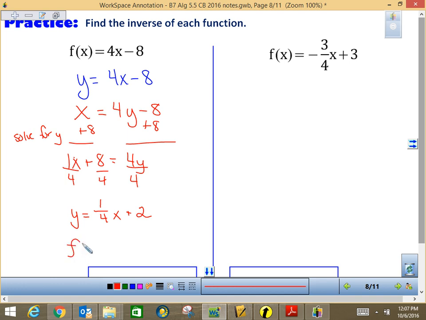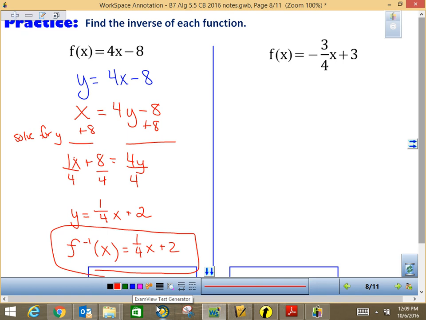I'm leaving my answer as I look at this. My answer is going to be the inverse of my function f of x. So I write f inverse of x equals, and then I just write this equation, and I'm done. That's my answer. You're just writing the inverse function. And if I would graph both of these, this one has a slope of 4, which means it's going up 4 and over 1. This one has a slope of 1/4. It's much flatter. We're going to learn that in the next unit as we get into slope intercept.